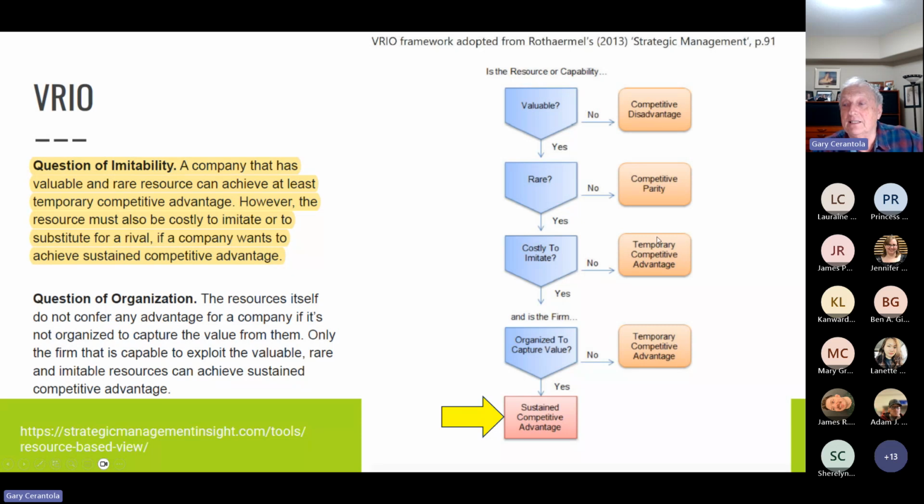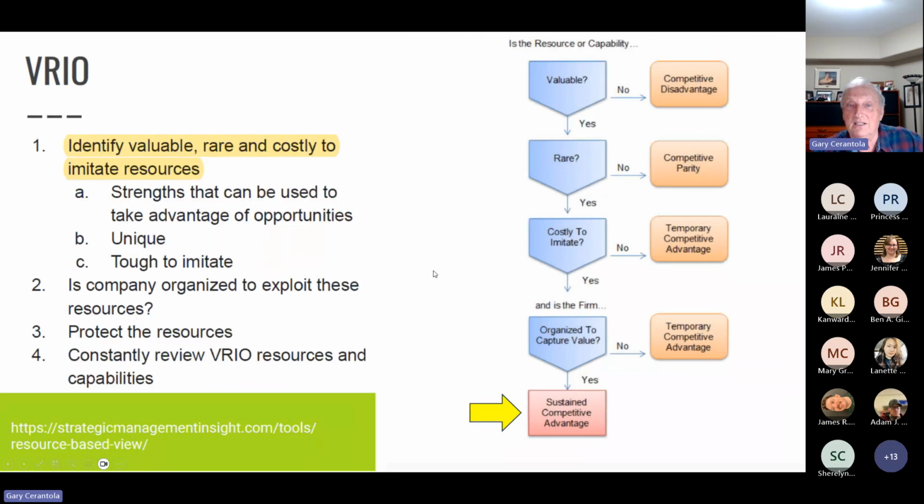No. Well, it'll give your competitors some time to be able to get there in terms of price. But if it's really costly to make, and then is your organization capable to capture that value? Yes. Well, then you have sustained competitive advantage. No, well, then it's a temporary competitive advantage. So you can see where that's going to take you, right?